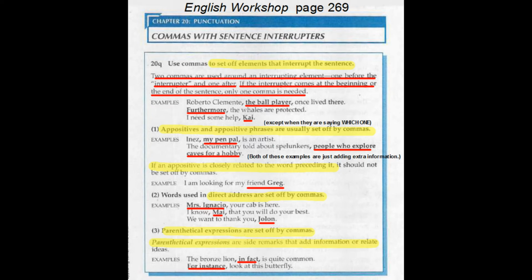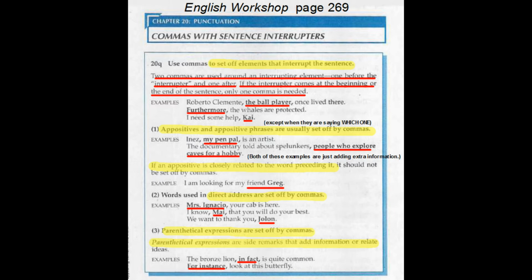Okay, please turn to page 269 like I mentioned, and at the top you're going to see Rule 20Q. And let's begin highlighting. Use commas to set off elements that interrupt the sentence. Two commas are used around an interruptive element, one before the interrupter and one after. If the interrupter comes at the beginning or the end of the sentence, only one comma is needed. Let's look at the examples.